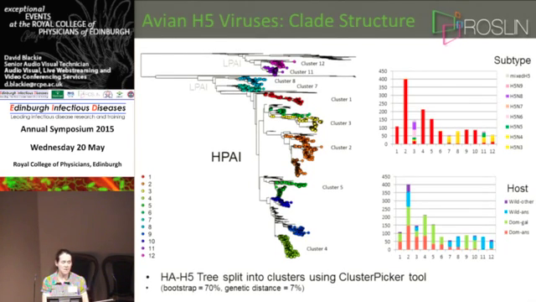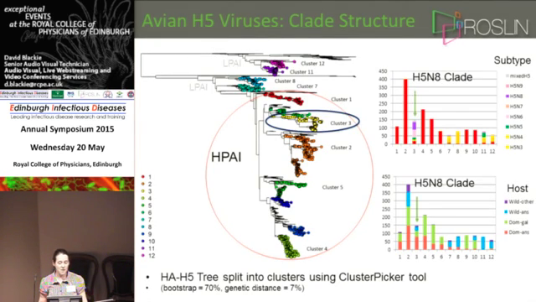To see this, here is a tree of the whole of high-path bird flu again, and I've broken it up into clusters. These are the high-path clusters, and this is the cluster we were talking about. This is quite unusual because for this cluster, on the top you have the cluster split by subtype and on the bottom by host. And you can see that there are many different subtypes within that cluster.